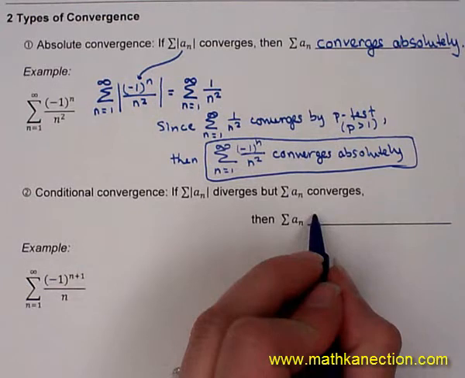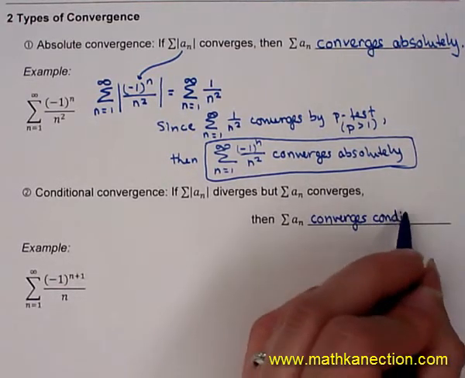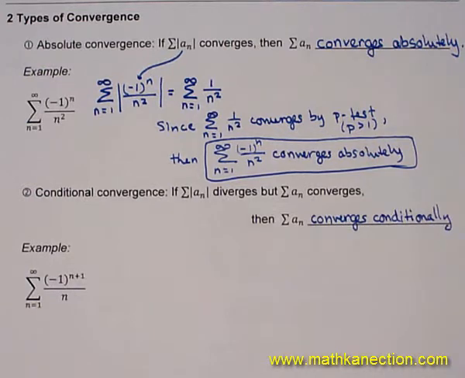The second type of convergence is conditional convergence. If the series of the absolute value of a sub n diverges, but the series itself converges, then the series is said to converge conditionally.